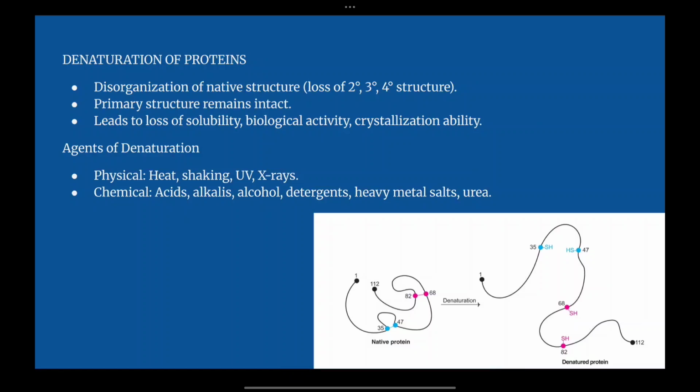So by rigorously shaking the protein, it can also denature the protein. Ultraviolet radiation, that is sunlight, can also break down, denature the protein. Then X-rays can also denature the protein. The chemical methods like adding acids, alkalis, alcohol, detergents, heavy metal salts, and urea can also disintegrate or disorganize the nature of the protein.